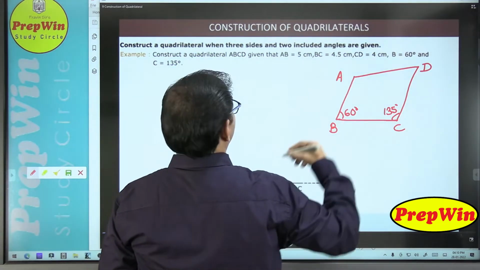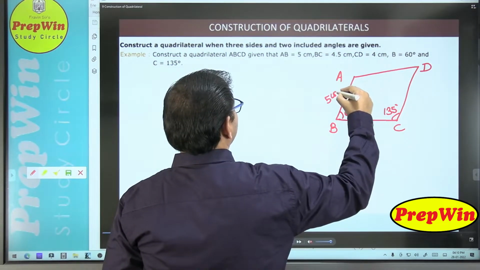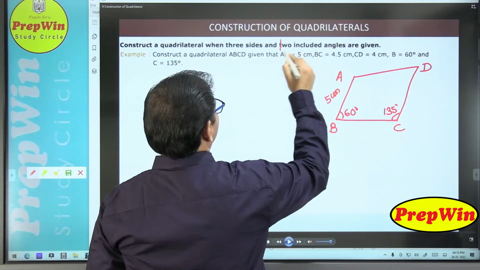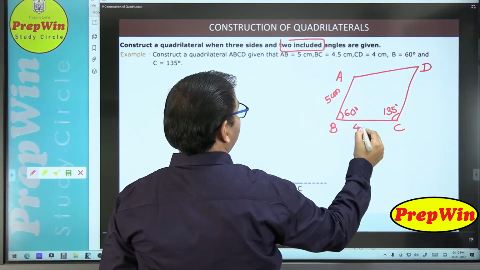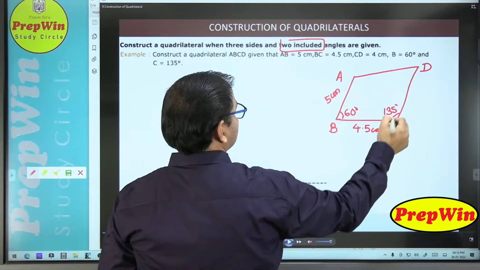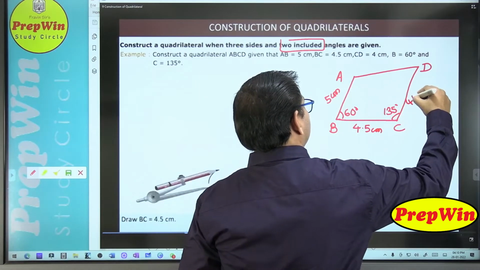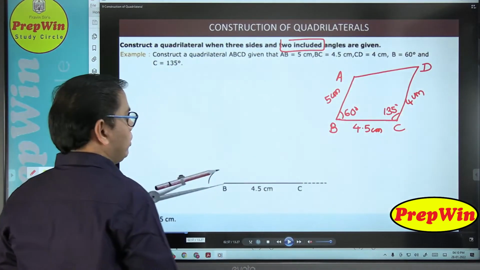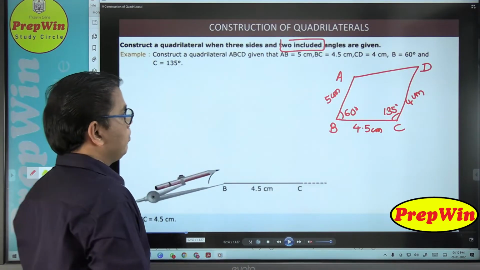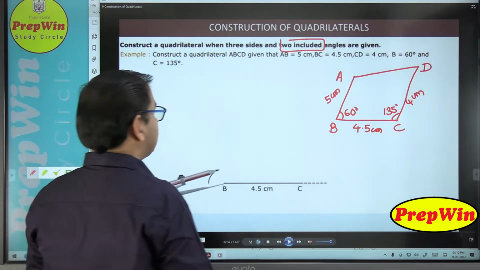Okay, AB is 5 centimeter. The angles are included angles. So AB is 5 centimeter, BC is 4.5 centimeter, CD is 4 centimeter. So these are the 5 pieces of information: 3 consecutive sides, 3 adjacent sides, and 2 included angles. Okay, this is a rough sketch.